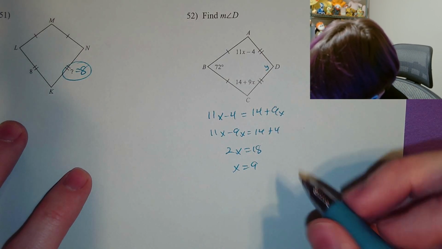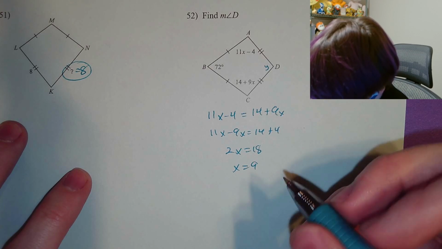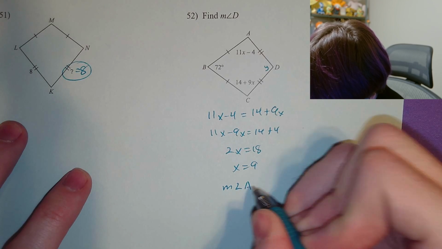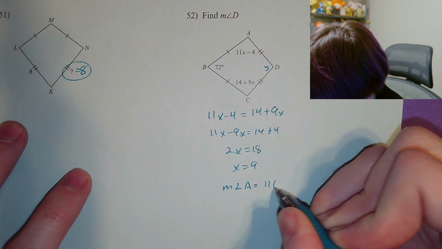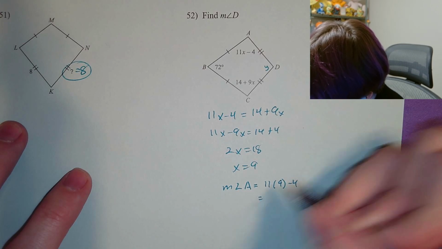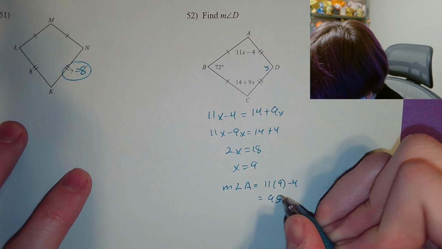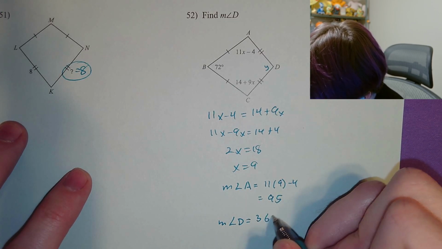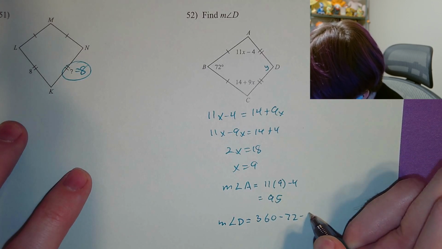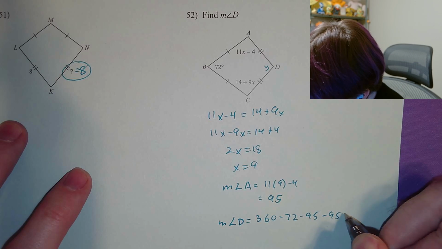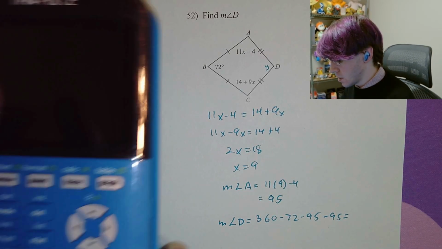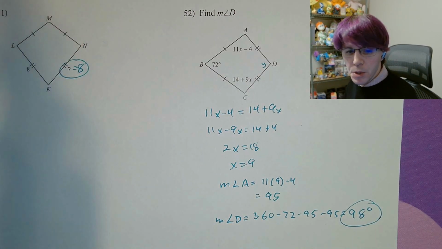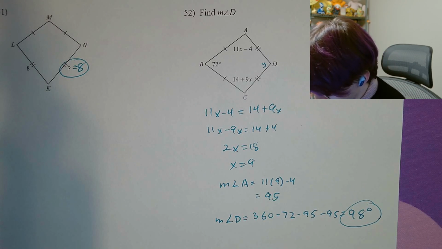And now we're going to go ahead and plug in that 9 into either equation. Doesn't matter which one. I am arbitrarily choosing angle A there, 11 times 9 minus 4. 99 minus 4 is 95. And finally, the measure of angle D is equal to 360 minus 72 minus 95 minus another 95 equals, I don't need a calculator, this is going to be 98. I remember because I did it earlier today. I was in class.